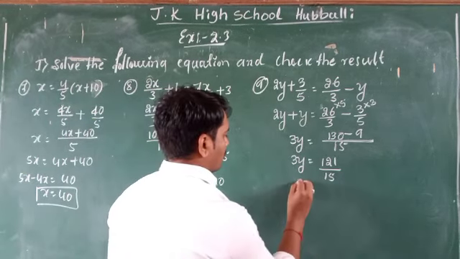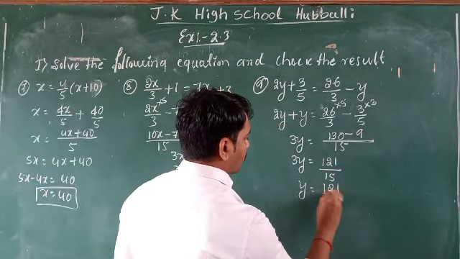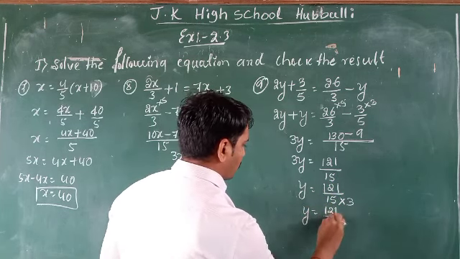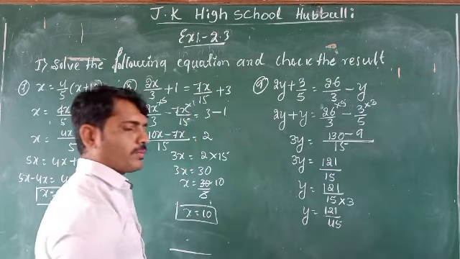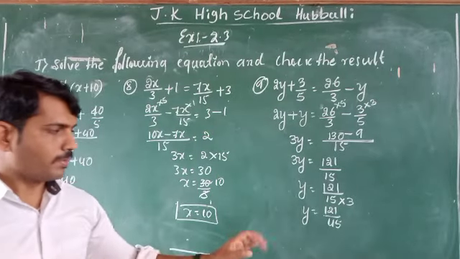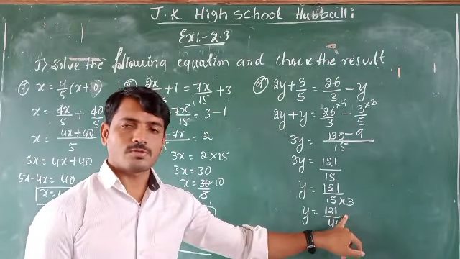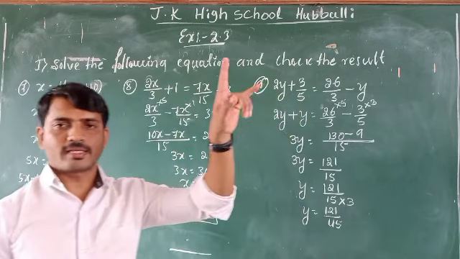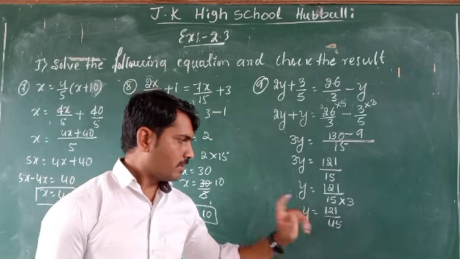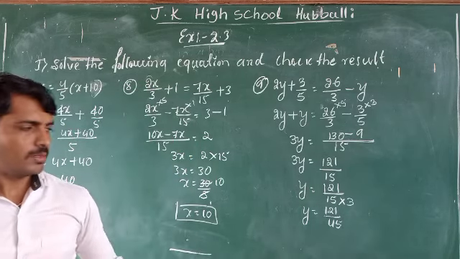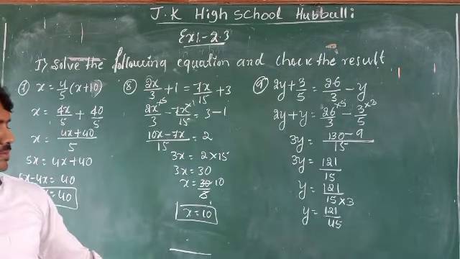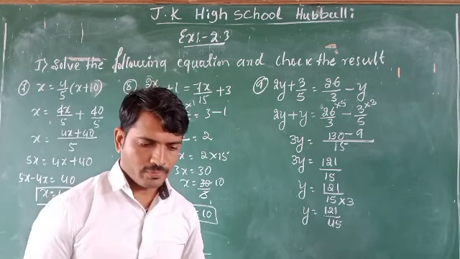Next one. y is equal to 121 divided by 15 into 3. y is equal to 121 divided by 45. Now both the values do not cancel by 3, because 1 plus 2, 3, 3 plus 1, 4. Already we have learned the divisibility test. 4 plus 5 is divisible by what? 3. But 121 is not divisible by 3. So 121 is divisible by 11 but not 3. So this is your answer. You people do the verification.